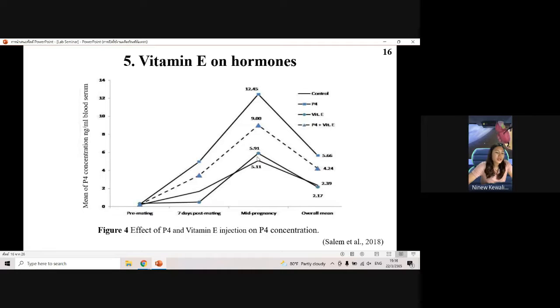We can see here that vitamin E is a little higher than the control group, but in the early stage, it drops here. But in the P4 or progesterone group, it is higher than the other groups across the pregnancy stages. If we combine progesterone and vitamin E, we can see it is lower than the P4 group, but higher than the control and vitamin E groups.